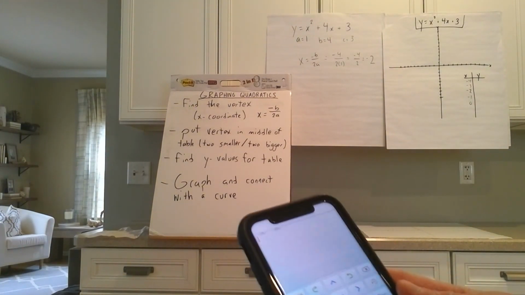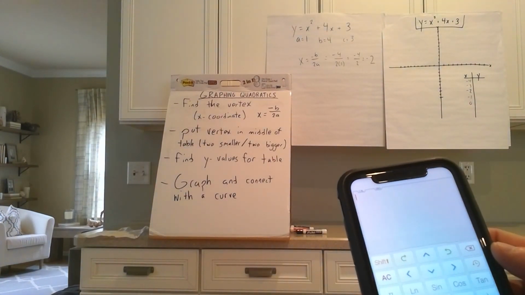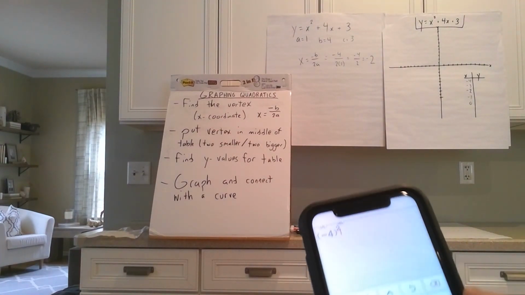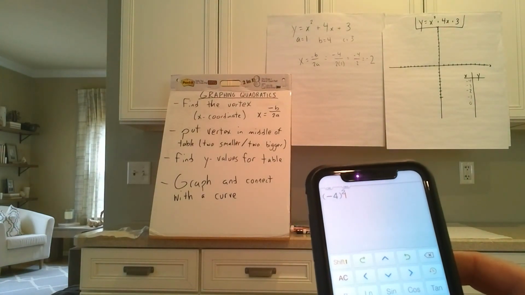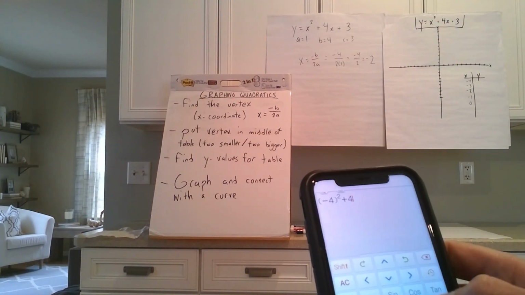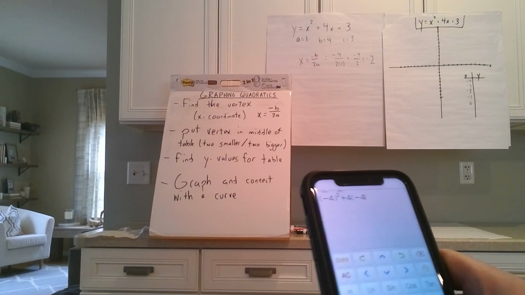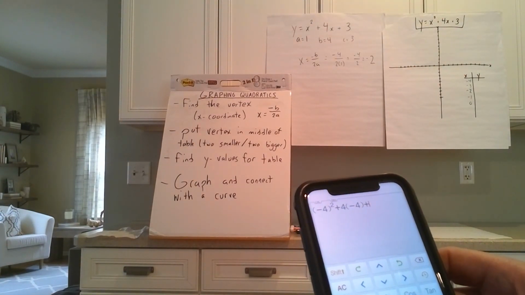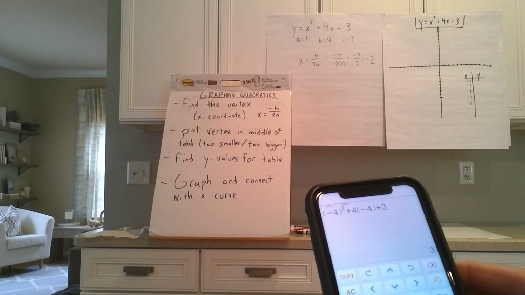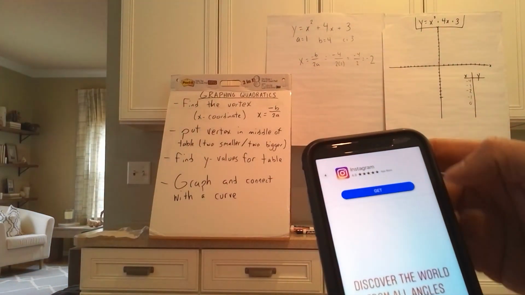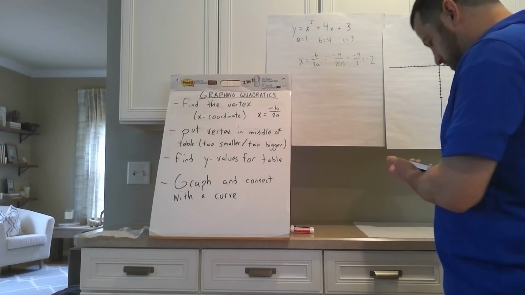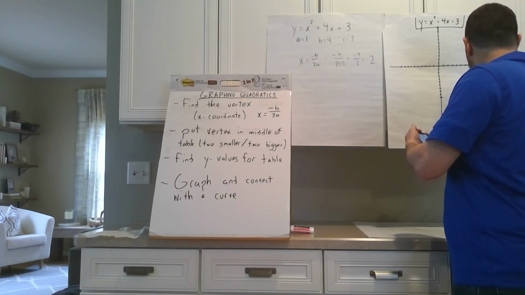All right, so we're going to plug in negative 4 first. Now, when you're squaring, it's good to put that negative value in parentheses. So negative 4 squared plus 4 times negative 4 plus 3. And see that I got the answer of 3. Excuse my Instagram ad. And then I'm going to put 3 right in there.